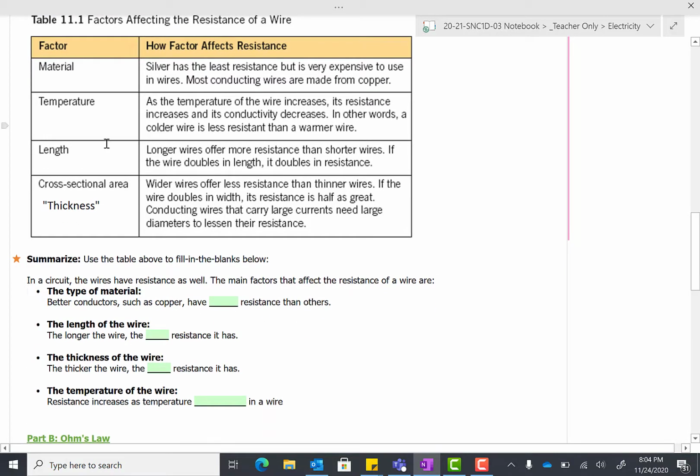The second factor is temperature. So as the temperature of the wire increases, its resistance increases and conductivity decreases. So there's more resistance as you increase temperature. You might think that doesn't sound right, because you might think if we increase temperature, it would increase the speed of electrons and so they would flow faster. But the faster the electrons and atoms move, the more they actually collide into each other. And so because they'd be colliding into each other more, that's going to create more resistance. So as we increase temperature, we also get an increase in the resistance in the circuit.